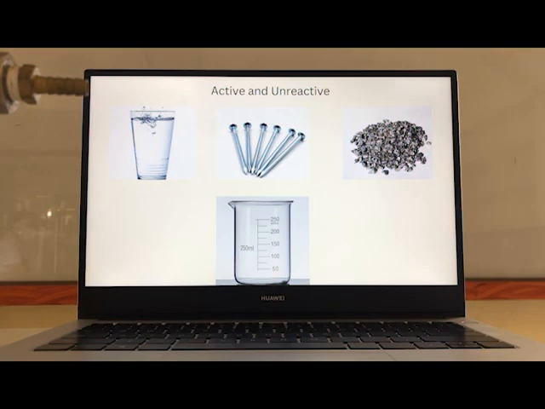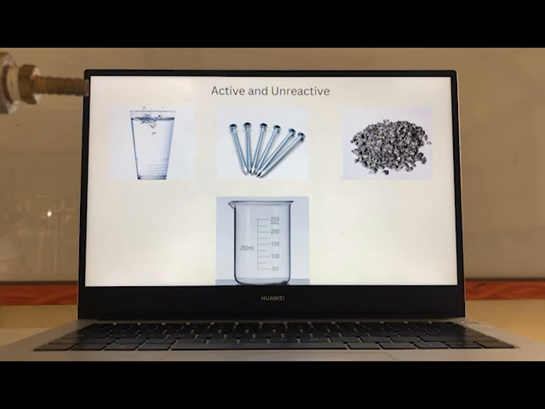So, hi, my name is Francine Dayan Bilongote. I'm going to tackle the active and unreactive experiment. So, here are the materials we will use for the experiment on active and unreactive. Half fill a 250 ml beaker with distilled water. Place an iron nail and a small piece of calcium metal in the water and record your observations.